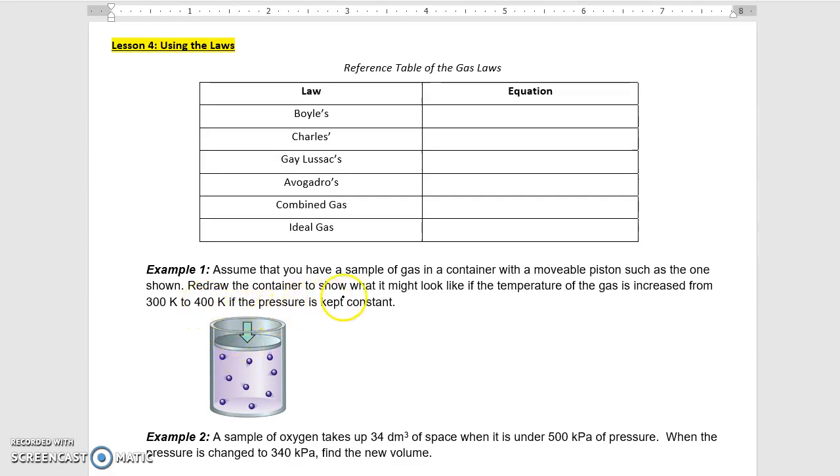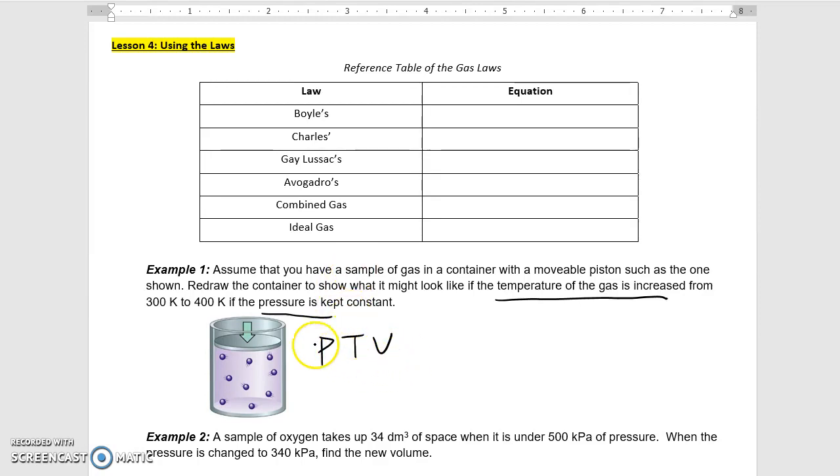You're going to redraw the container to show what it might look like if the temperature of the gas is increased and the pressure is kept constant. So this one, I'm not asking you to do any math. What I am asking for is the clarification on if you understand how different variables are related. So what you're seeing is that the temperature is increasing, and I want to know what happens to pressure. Okay, so there is a little trick, PTV, if you write it out that way.